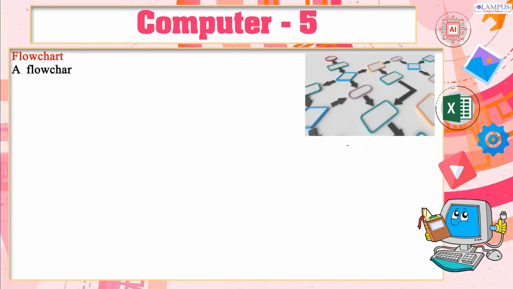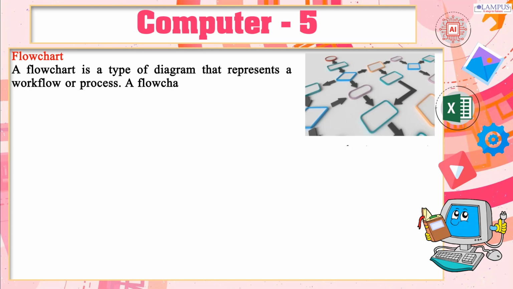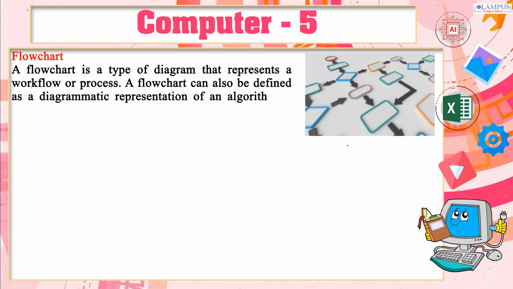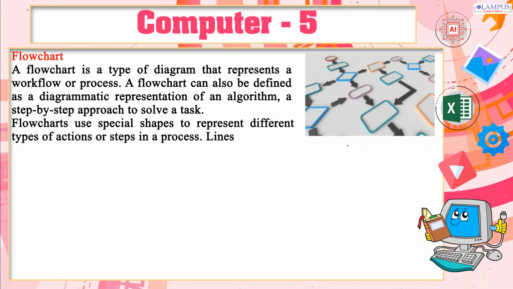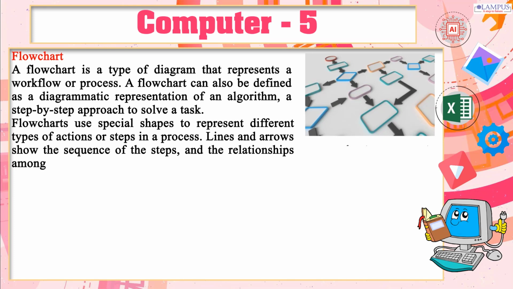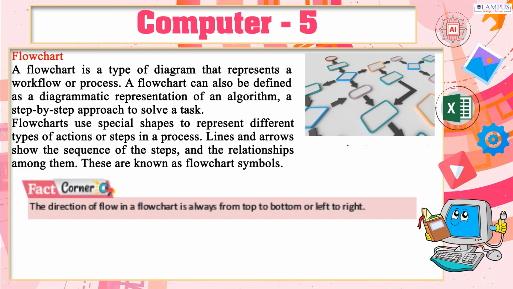Flow chart. A flow chart is a type of diagram that represents a workflow or process. A flow chart can also be defined as a diagrammatic representation of an algorithm, a step-by-step approach to solve a task. Flowcharts use special shapes to represent different types of actions or steps in a process. Lines and arrows show the sequence of the steps and the relationships among them. These are known as flowchart symbols. Fact corner. The direction of flow in a flowchart is always from top to bottom or left to right.